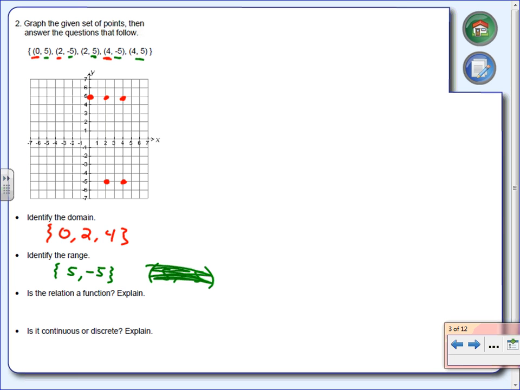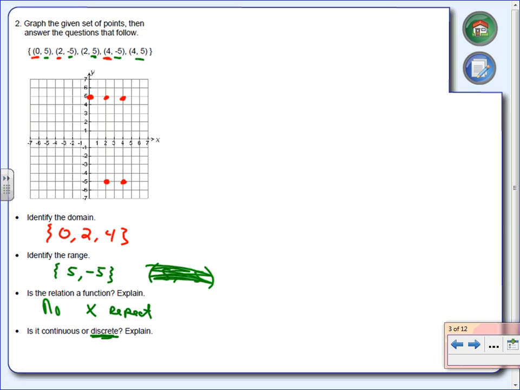All right, number 2, next part here says, is it a function? No. Why not? Why is it not a function? The x's repeat. All right, so no, it's not a function, and that's because the x's repeat. Make sure you do that explaining. No, because the x's repeat. And the last one there, they want to know, is it continuous or discrete? For those of you that don't remember, discrete means when the dots are not connected. Continuous means that the dots are connected. Discrete. And of course, this one is discrete.